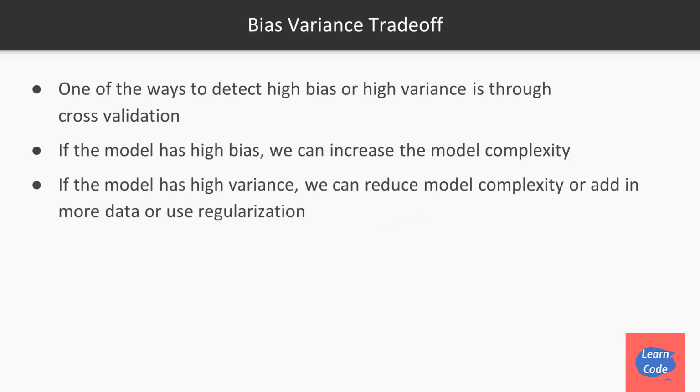A rule of thumb is that if the model is having high bias, it is good to increase the model complexity. And if the model is having high variance, we can reduce model complexity or add in more data or use regularization, which we will see in the next video.